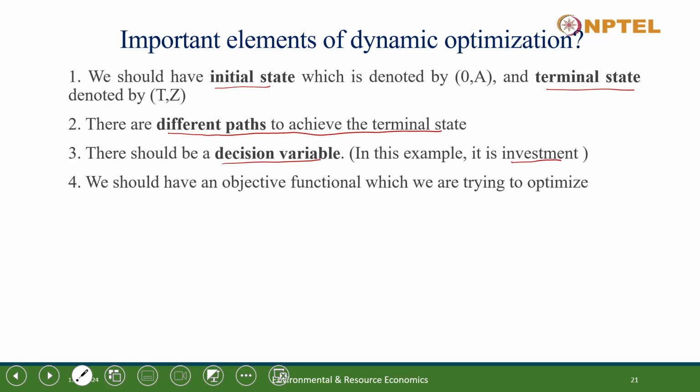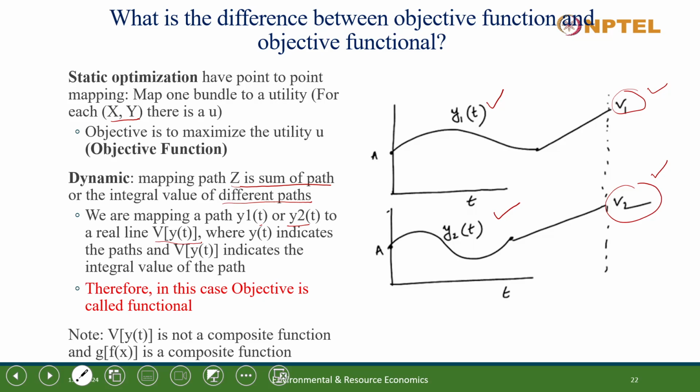Now, what are the important elements of dynamic optimization? The initial state, the terminal state, the paths, and the decision variable. In this case, we have taken the investment, and then we should have an objective functional. Now the difference between objective function and objective functional is that in an objective function, we are mapping one bundle to a utility. Let's say you have certain x comma y and you have a u value, right?